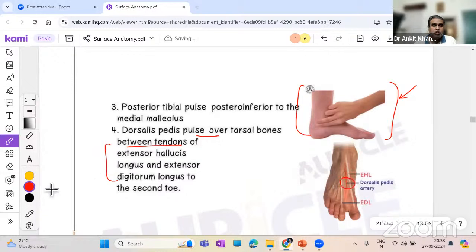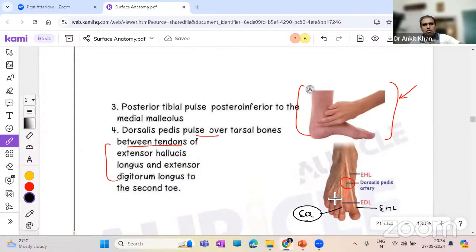Now that can also be a theory question. I am not telling you the names of the tendons again because that will come later on. But obviously, one tendon is going to the great toe, so we call it extensor hallucis longus. The other tendons are going to the other toes, so we call it EDL. Just ask the patient to extend the toes, and you will see these tendons.